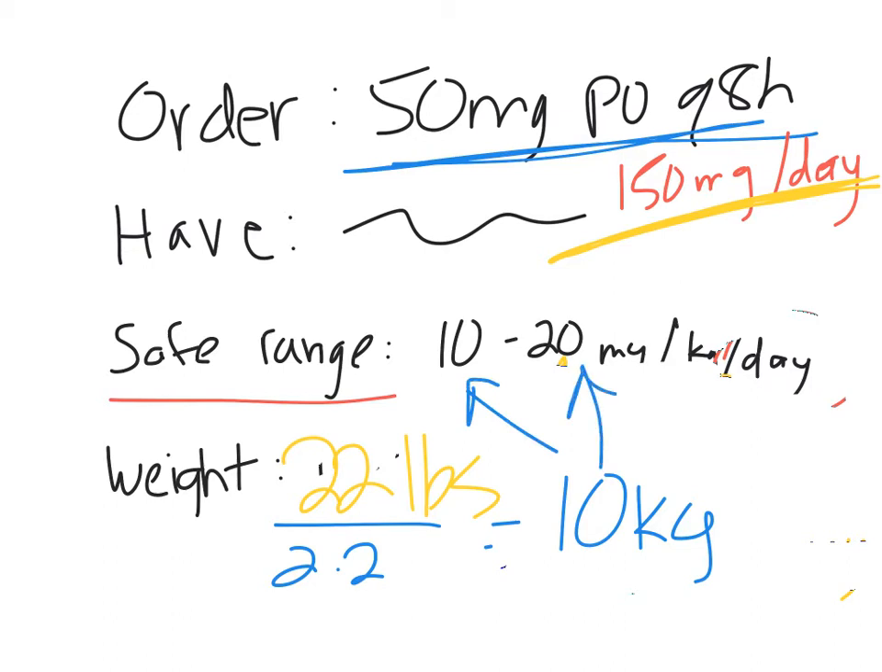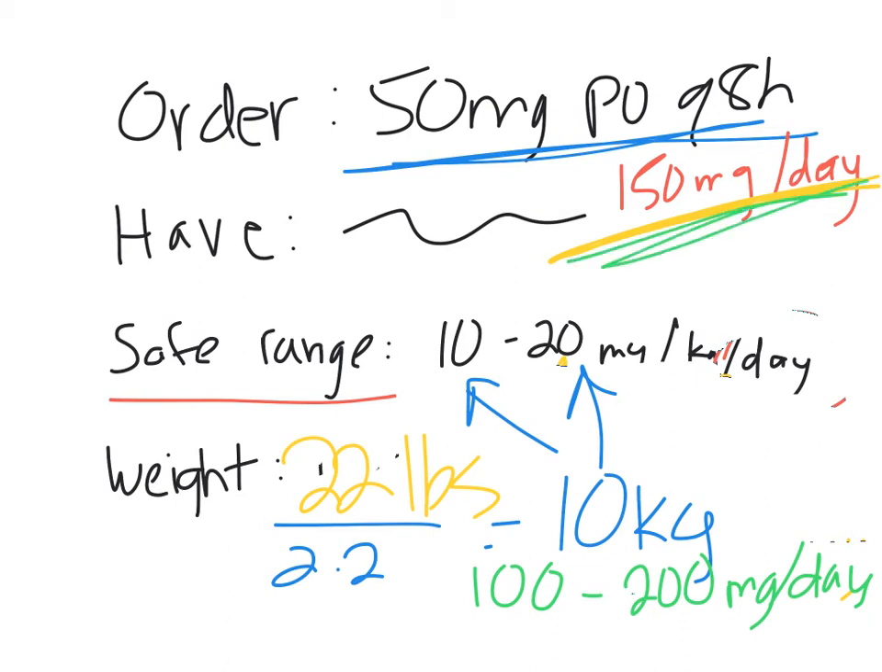10 times 10 is 100. 10 times 20 is 200. So according to this label, it is safe for this patient to take 100 to 200 milligrams per day. According to that order dose, they're taking 150 milligrams per day, and that falls right in the middle of that safe range, so it is definitely safe for this patient to take that amount. In this case, the order dose is safe.